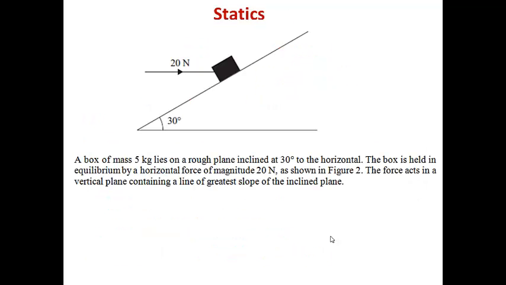Let's look at some statics. A box of mass 5 kilograms lies on a rough plane inclined at 30 degrees to the horizontal. The box is held in equilibrium by a horizontal force of magnitude 20 newtons, as shown above. The force acts in a vertical plane containing the line of greatest slope of the inclined plane. So, let's add the forces to the diagram.